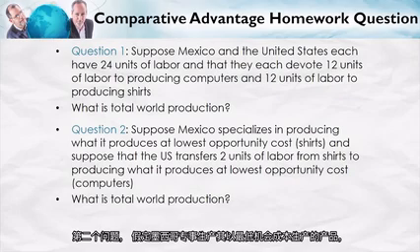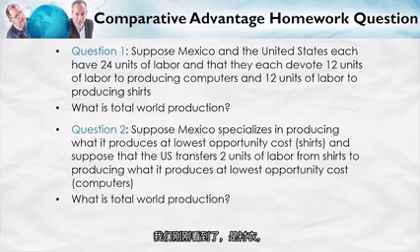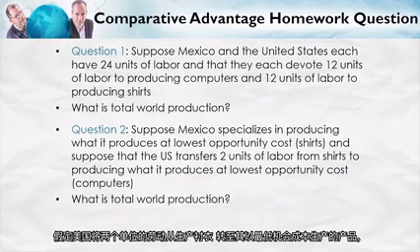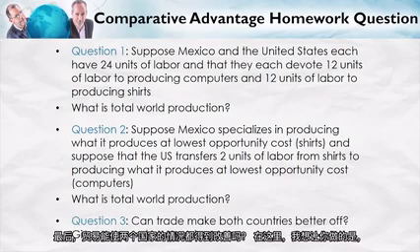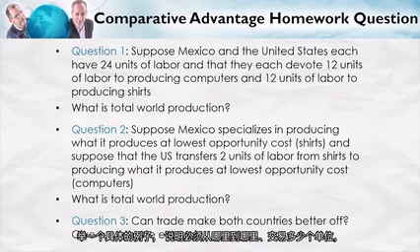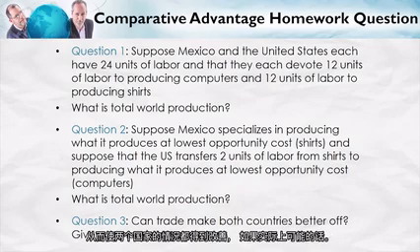Question 2. Suppose that Mexico specializes in producing what it produces at lowest opportunity cost. We just saw that was shirts. And suppose that the U.S. transfers 2 units of labor from shirts to producing what it produces at lowest opportunity cost. That's computers. What is then total world production? Finally, can trade make both countries better off? And here what I'd like you to do is give a concrete example of how many units have to be traded from where to where in order to make both countries better off, if that in fact is possible.